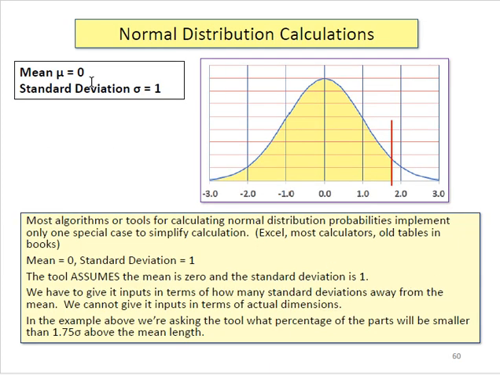Let's start at the beginning. We're going to give it a mean of 0 and a standard deviation of 1. Algorithms or tools for calculating normal distribution probabilities implement only one special case to simplify calculation. The gist of science is that we make things so simple. If you pay attention, almost all professors and everybody who studies will say everything is easy. Why? Because we simplify everything. We make things easy, and the outside world makes things so complicated.